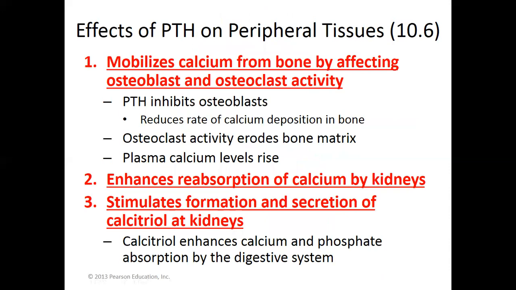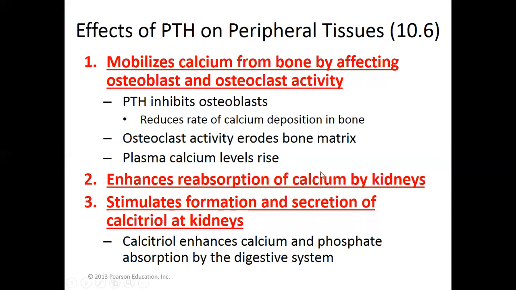Parathyroid hormone on peripheral tissues basically mobilizes calcium from bone by affecting 2 cells in bone. We've talked about osteoblasts with a B that build bone and osteoclasts that break bone down. So basically what parathyroid hormone does is inhibits osteoblasts from doing their job, which basically reduces how much calcium is deposited in bone. And it stimulates osteoclast activity, which erode bone and free up, basically release calcium, and that allows calcium levels to rise in the blood.